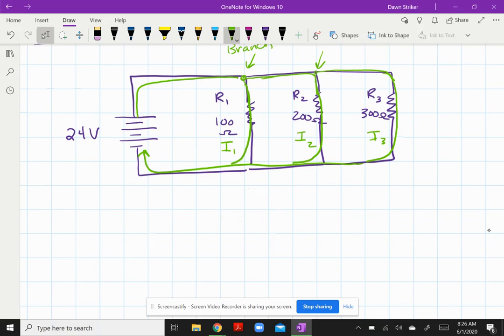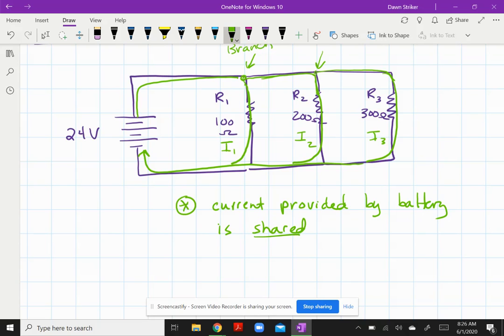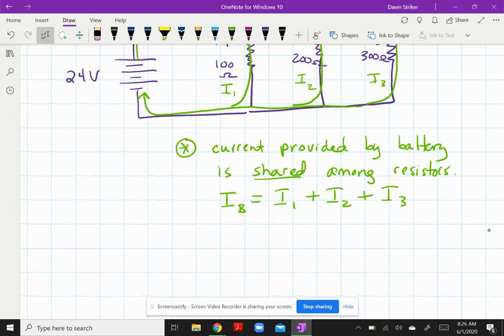So in a parallel circuit, what's true? The current that is provided by the battery is shared among the resistors. The resistors each get a little bit of that current. Current provided by the battery is shared among the resistors. Okay? Current is shared. You could even say the current provided by the battery is going to be I1 plus I2 plus I3. However, what about the voltage?